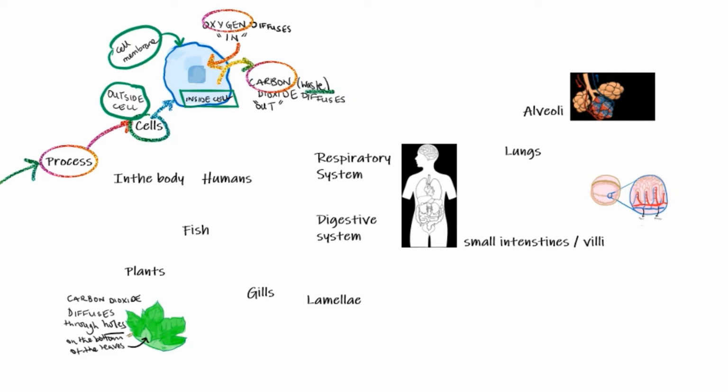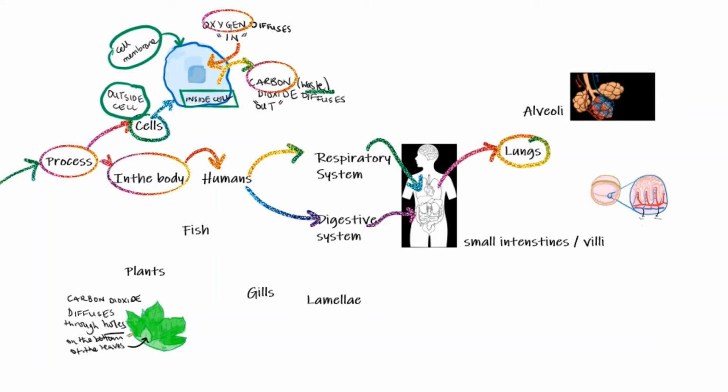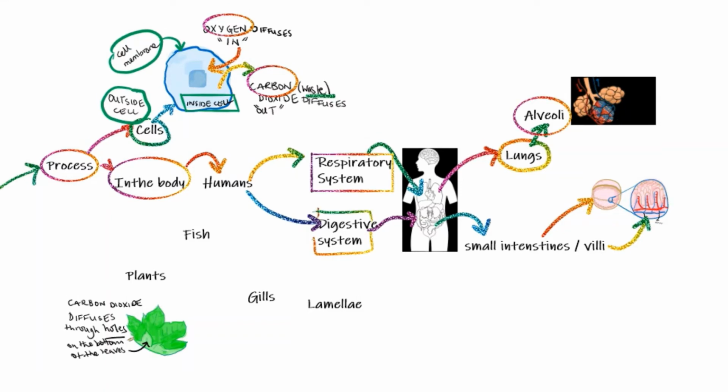Diffusion takes place in the cells of the body. In humans, it takes place in the respiratory system or in the digestive system. In the respiratory system, it takes place in the lungs. In particular, it takes place in the alveoli. In the digestive system, it would be in the small intestines, and it would be the villi inside of the small intestines. We will look at the respiratory system and the digestive system in more detail in future videos.